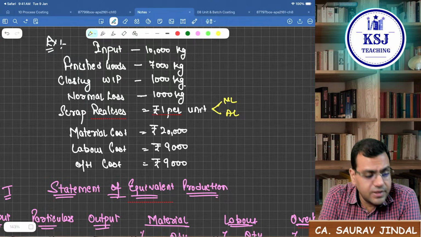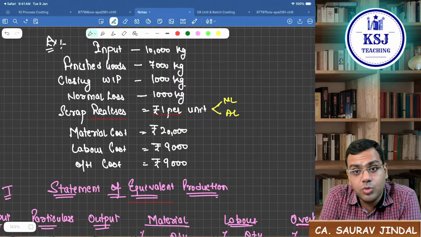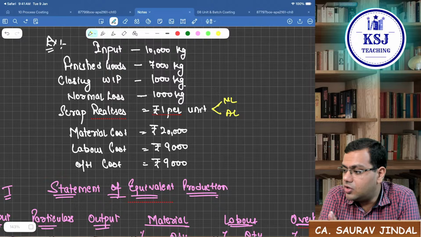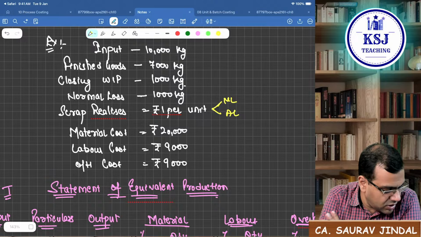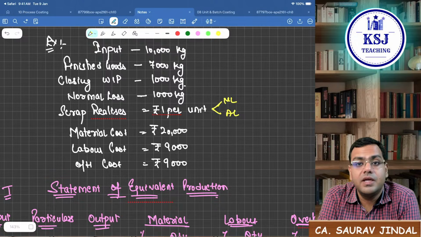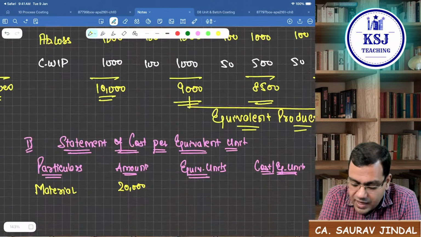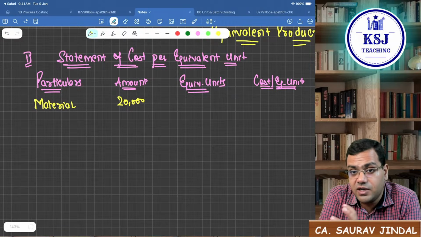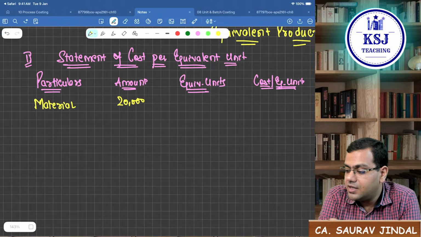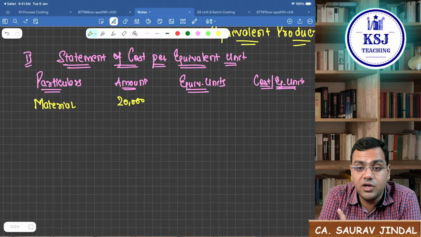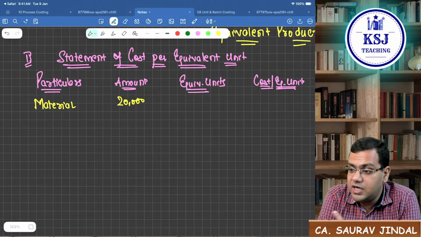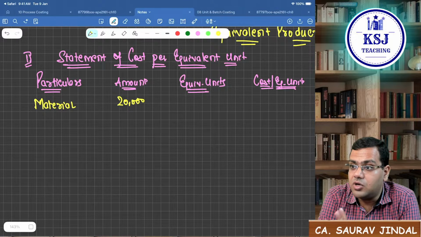Isn't it? The scrap value is applicable to both normal loss as well as abnormal loss. Is it applicable? Yes, sir. It is applicable to both normal as well as abnormal. Correct? Now, this scrap value will reduce what? This scrap value will reduce your material cost. But when you are reducing your material cost, which scrap value will you take? Both normal and abnormal, or only normal?